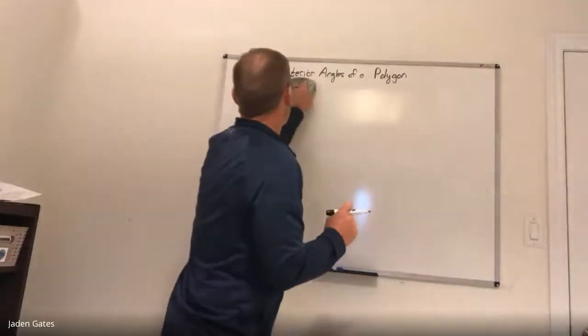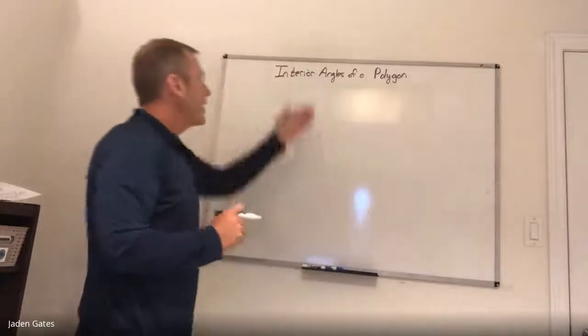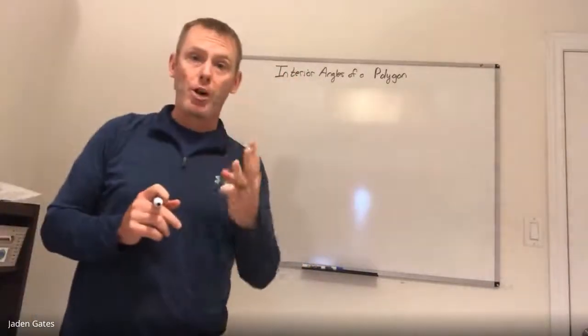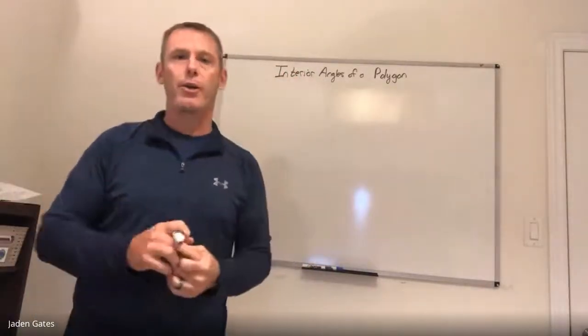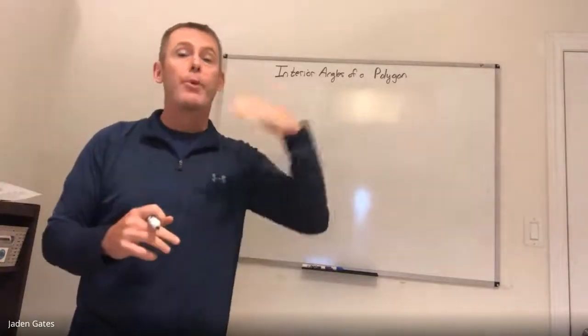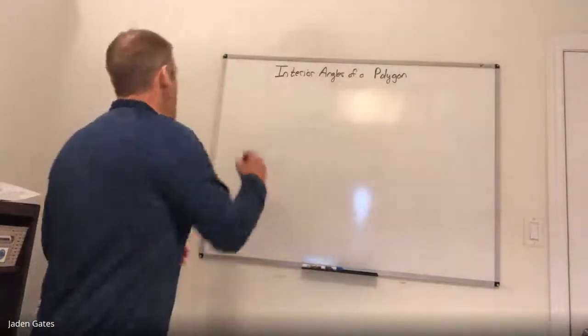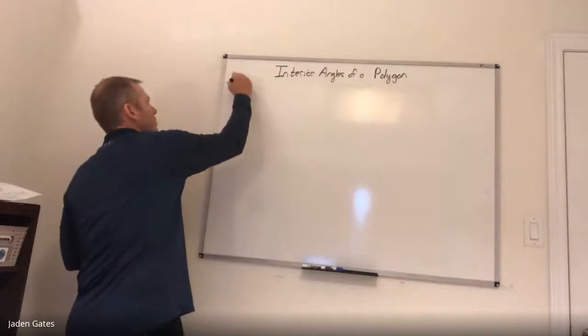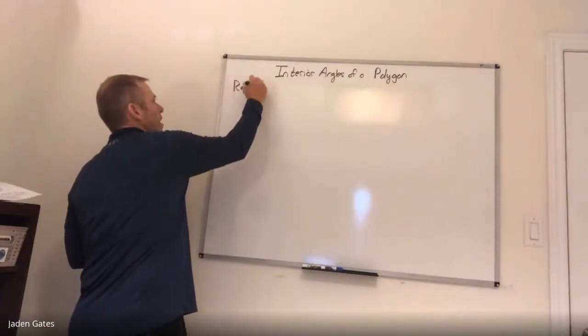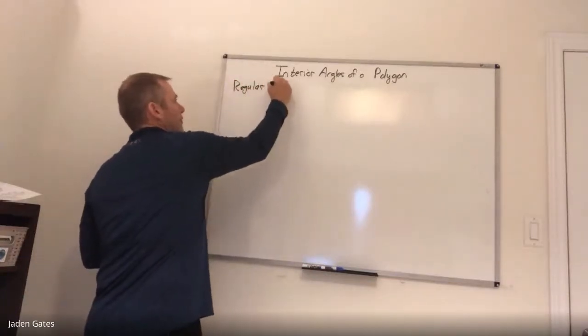All right, so like I was saying, a polygon is a shape with 3 or more sides. So a triangle is a polygon, a quadrilateral is a polygon, but then it goes on and on and on. But there is something that's special, a regular polygon.